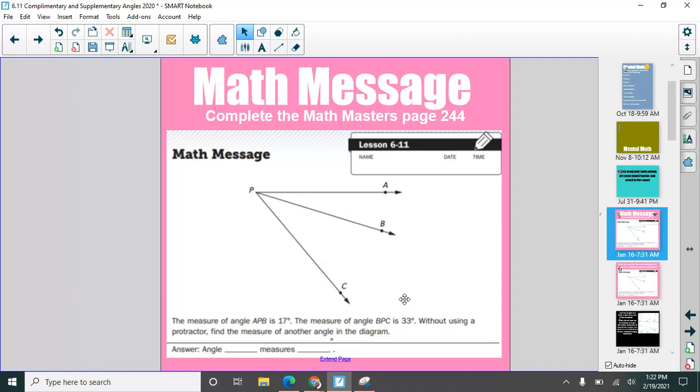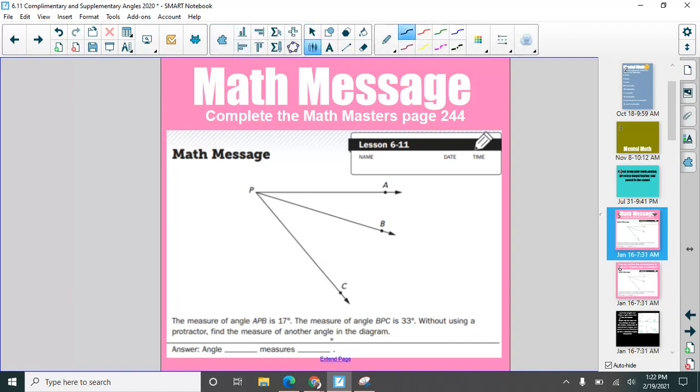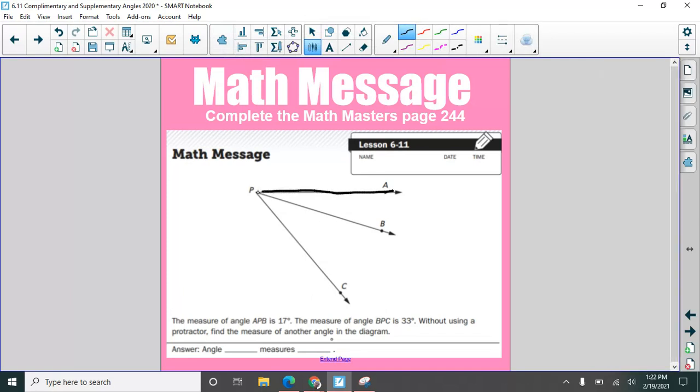So don't get out your protractor and hold it up to the screen. Don't do that. Find the measure of another angle in the diagram. Let's give you a moment to think and work on that first. All right, could you find another angle measure? Here's a hint. You can figure out the measurement of angle APC.